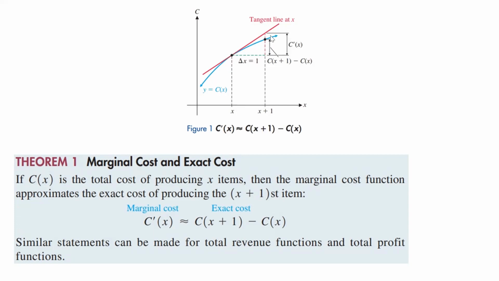Now, depending on the shape of your function, it could be overestimating or underestimating. In this case, we're overestimating from 299.25 to 300. So it's overestimating a little bit in our example we already looked at, but that's how it's going to work. And so again, that marginal cost, which is our derivative, is about equal to our exact cost, which we found by plugging in actual numbers. Now, this also works for total revenue functions and total profit functions. So it doesn't just work for the cost, it works for the other two as well.